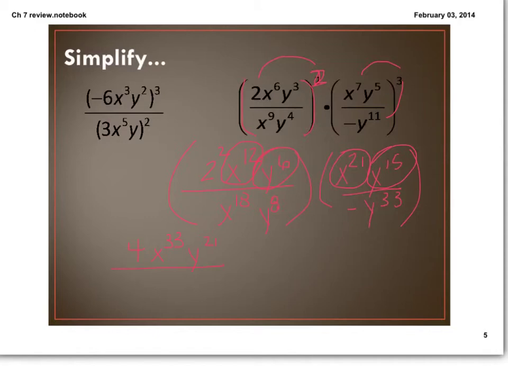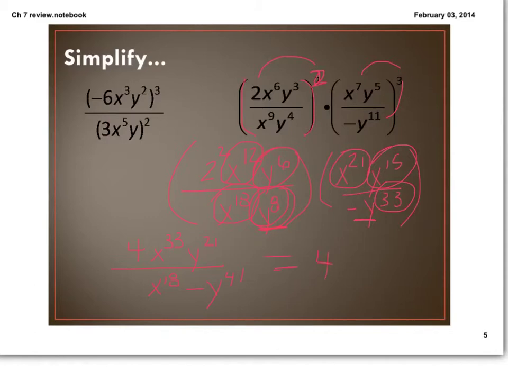Now I'm going to multiply all the bottom ones together. X to the 18th times 1 is x to the 18th. Y to the 8th times negative y to the 33rd. Well, a positive times a negative is going to be a negative. And then y, and 8 plus 33 would be 41. So we're almost home now. Now I've got to just simplify this fraction.